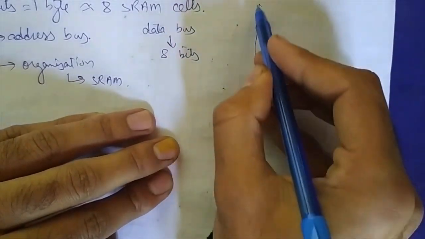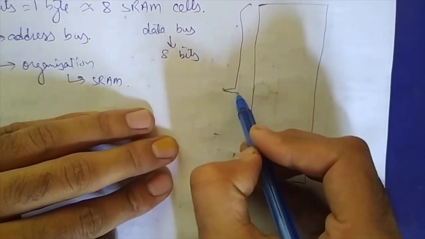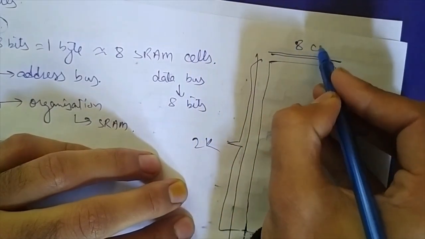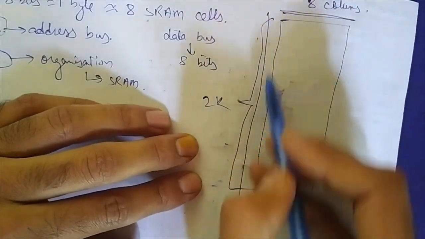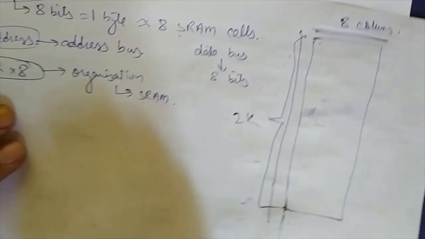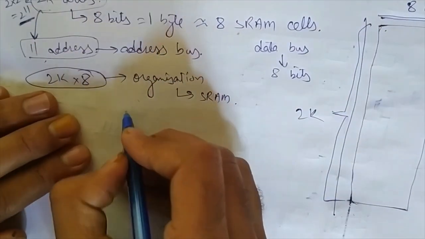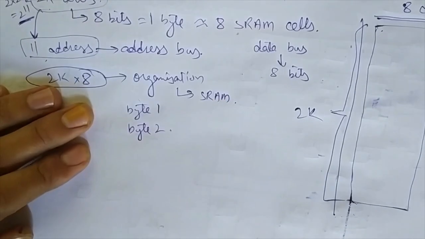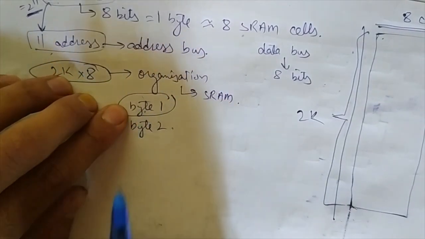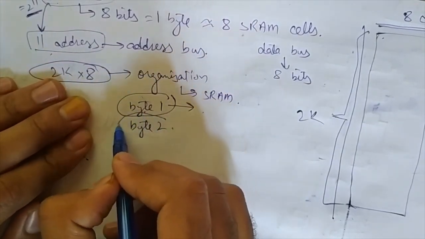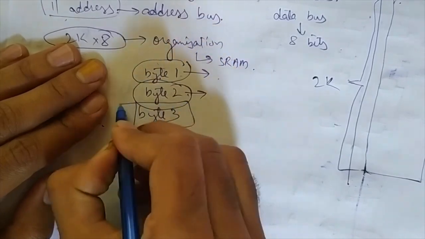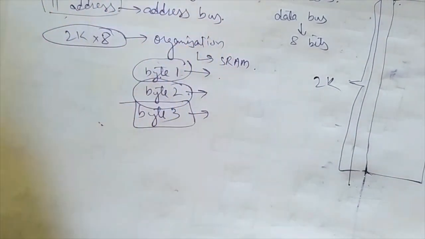We will have one large dimension, which will be 2K rows, and from the other dimension we will have only 8 columns. So the memory will be uneven, in the sense that one dimension will be very large and another dimension will be very small. Also, let's say I have to read two consecutive bytes, byte 1 and byte 2. I have to first activate the line which contains byte 1, and then activate the consecutive line which contains byte 2. And if I have to read a third byte, I have to activate another line for byte 3.